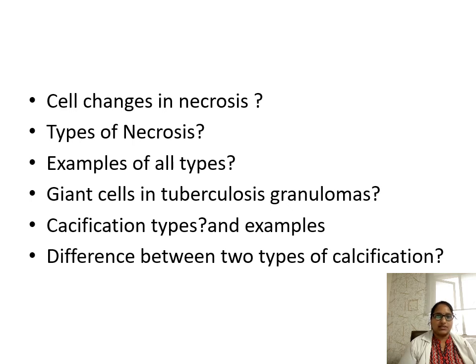What are the cell changes we see in necrosis? We see cytoplasmic changes like indistinct cell borders, moth-eaten appearance of the cell, and increased eosinophilia, and nuclear changes, which can be in the form of karyorrhexis, karyolysis, or pyknosis. All these are the changes we see. So, calcification, dystrophic and metastatic calcification, and the examples. Thank you.